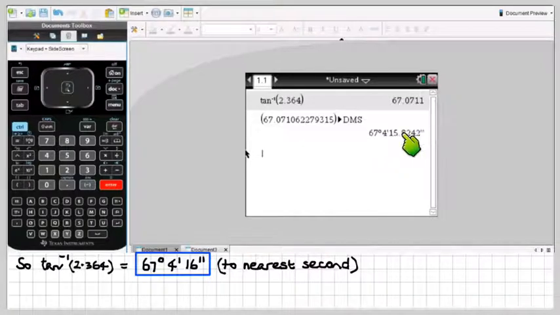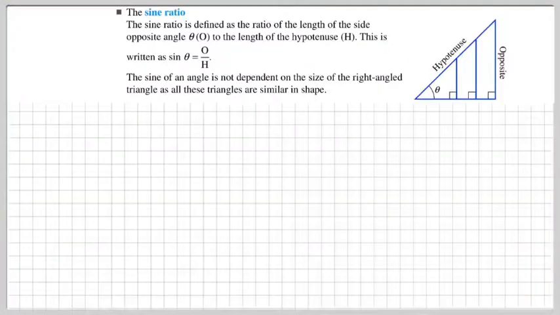So to the nearest second, that's going to be, of course, 16 seconds. So it's 67 degrees, 4 minutes, 16 seconds. Excellent. Now, that's the calculator exposé for you. That's finished now. We're going to do some real-life trig now.